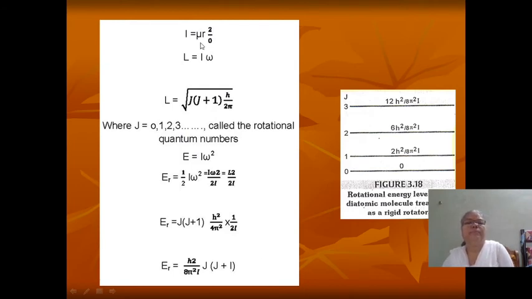Again, here I is equal to μR², and it is equal to L. That means angular momentum is given by I into omega. Therefore, the angular momentum of a moving body is given by square root of J(J+1) into h upon 2π, where J is equal to 0, 1, 2, 3, etc. And these are called rotational quantum numbers.